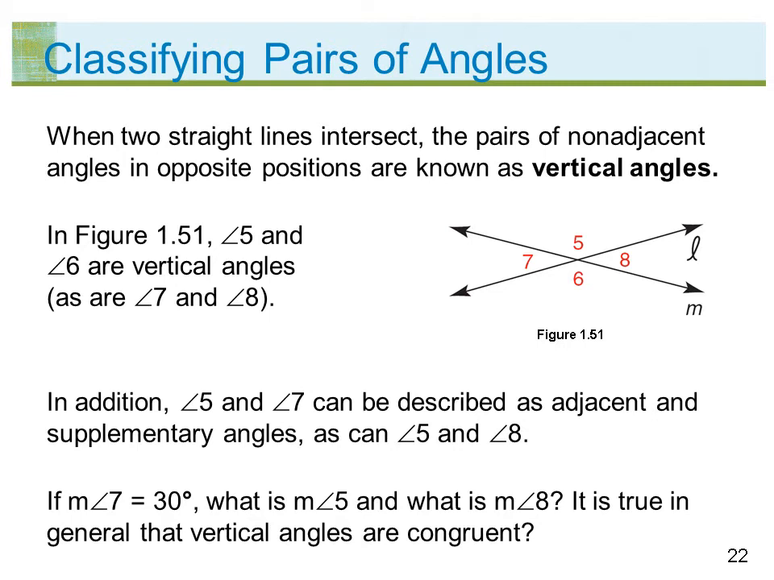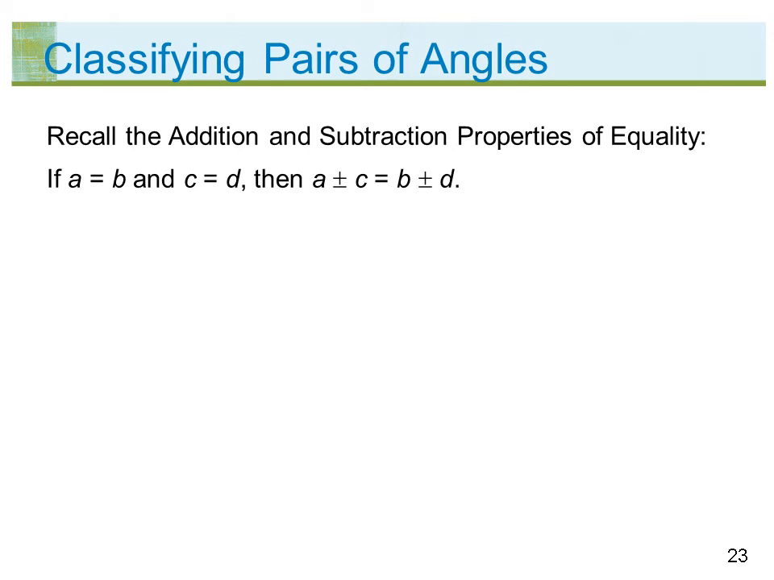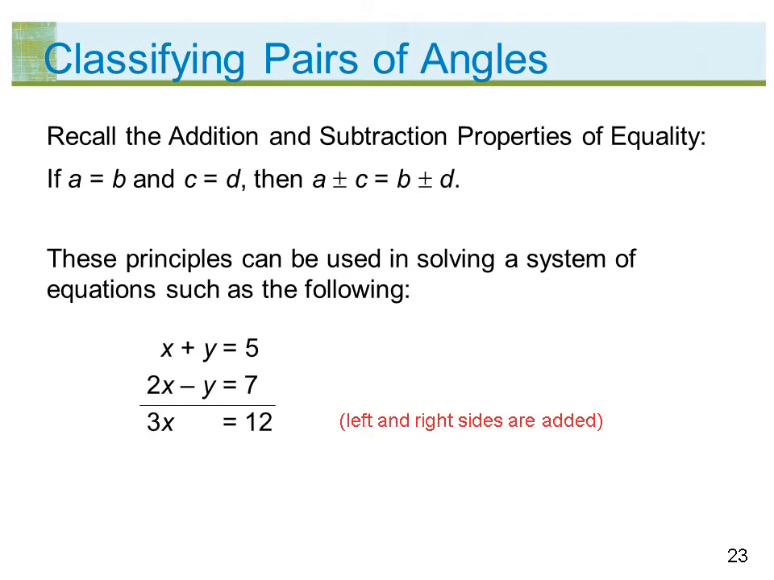Is it true in general that vertical angles are congruent? Recall the addition and subtraction properties of equality. If A equals B and C equals D, then A plus or minus C equals B plus or minus D. These principles can be used in solving a system of equations such as the following: x plus y equals 5, 2x minus y equals 7, 3x equals 12, left and right sides are added, x equals 4.